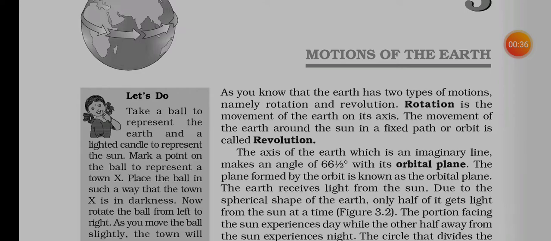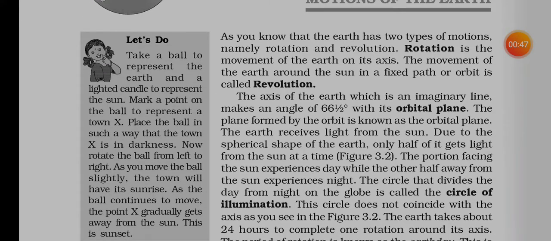So the rotation is the movement of earth on its own axis, while the movement of earth around the sun in a fixed path is called revolution. Everything that moves in a particular circular path is called orbit. So earth has to move in a particular fashion constantly for 24 hours in a day so that you and I can witness day and night.